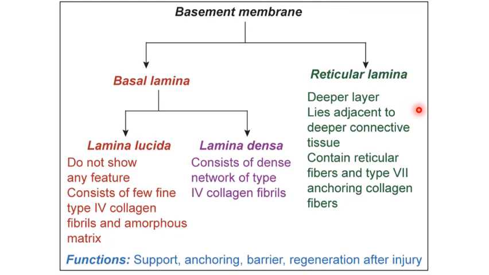The reticular lamina, which lies deeper to the lamina densa, between the lamina densa and the connective tissue, contains reticular fibers having type 3 collagen, and anchoring fibers which are anchored to the above layers and have type 7 collagen. The main function of the basement membrane is supporting and anchoring the epithelium to the connective tissue. It acts as a selective barrier. It has a very good regenerating capacity after injury to the tissue.